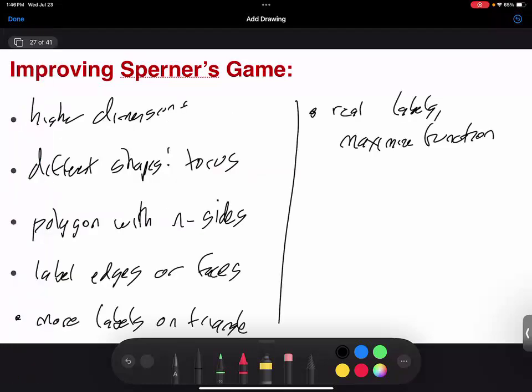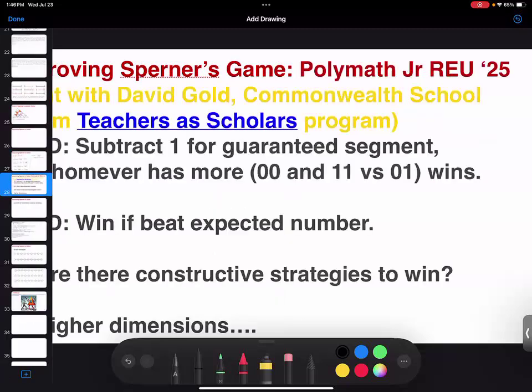And so the last time I gave the talk, it was higher dimensions. That was the first thing said both here and then. Different shapes. What if you played this on a torus? Not just on a square, but what if you changed the geometry a bit? You could do it on a polygon with n sides. So this is generalizing the square. Labeling edges and faces. More labels. So there's lots of different things you can do to try to make the game more interesting and fun.